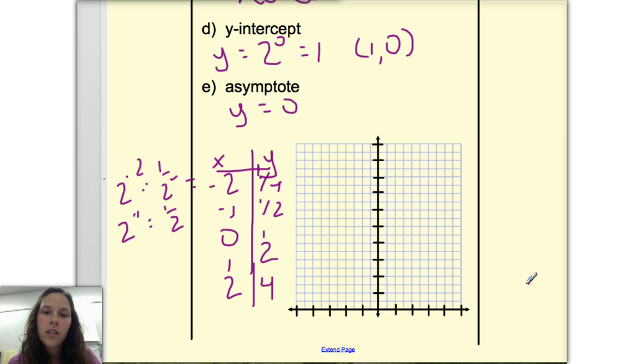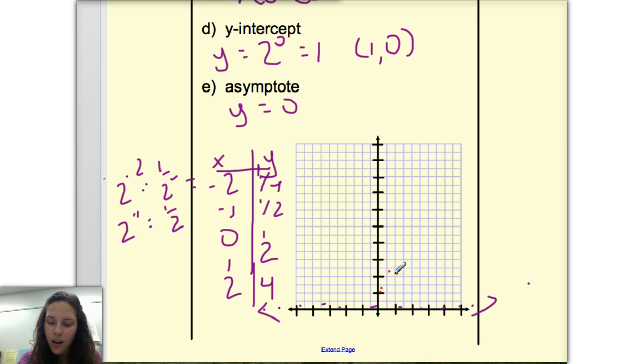So we'll plot these values on our graph. And remember, we have our y-axis, our x-axis, and y equals 0 as our asymptote. So when we plot these points, we get (0, 1). Sorry, I'm really having a hard time with the graphing. So 2 to the first was 2.